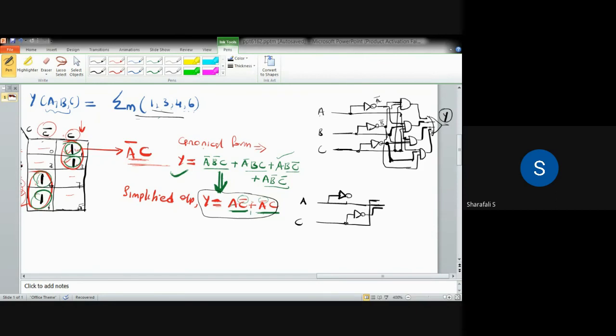This is connected. These two lines are not connected. So this one is going to connect. That will be getting AC bar and are connected. So this circuit is simplified to this one.